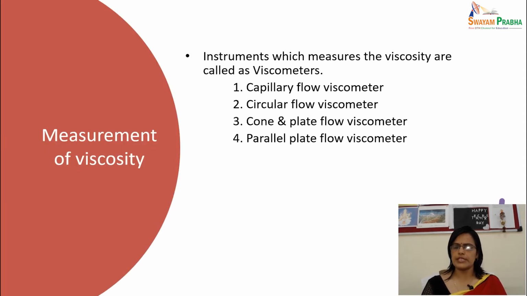Measurement of viscosity. Dear students, please quickly recall what instruments are used for the measurement of viscosity. These are called viscometers, and viscometers only measure under one flow condition. The most popular viscometers to measure shear viscosity are the capillary flow viscometer, the circular flow viscometer, the cone and plate viscometer, and the parallel plate viscometer.